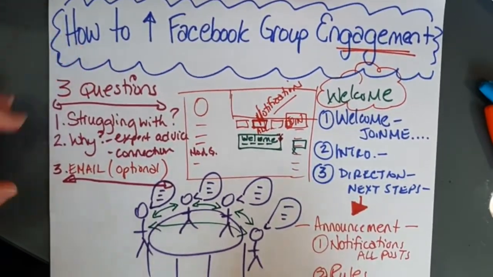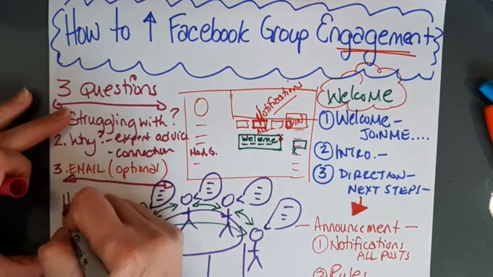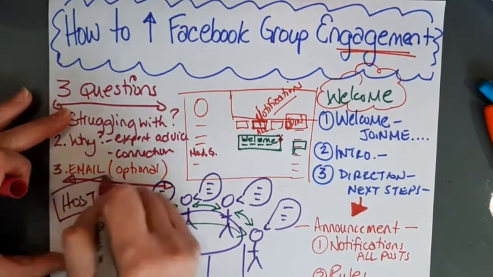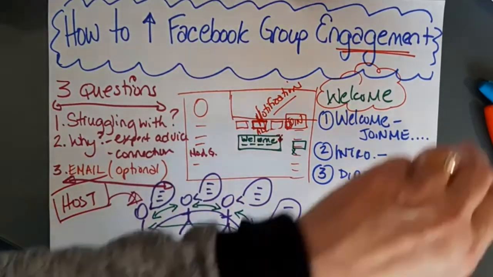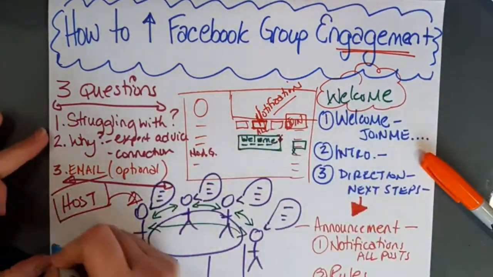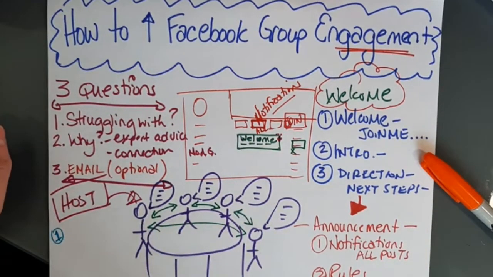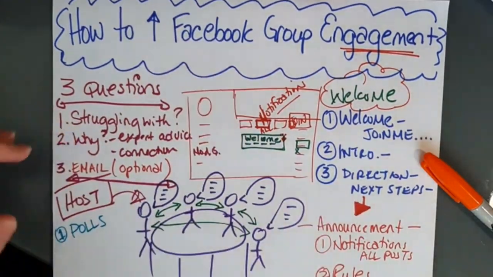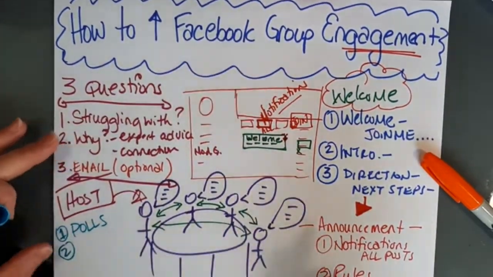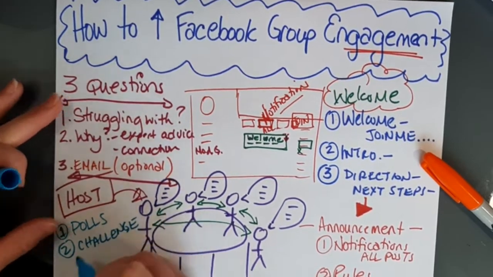So 3 ways that you can do that are, let's put this under host. So here you are hosting a dinner party. The first way that you can get the conversation flowing is to add polls. Second way is to create challenges similar to this challenge.